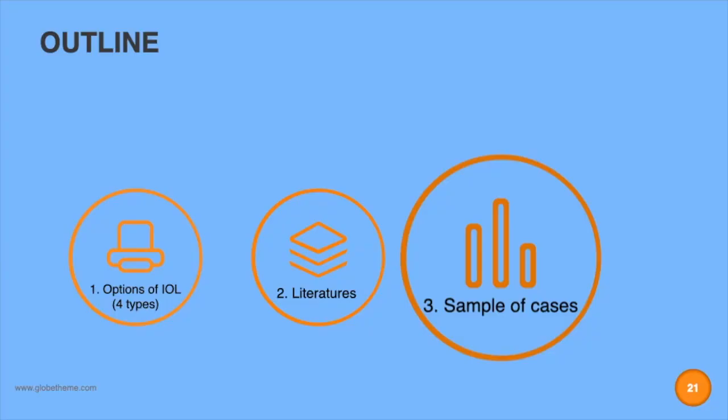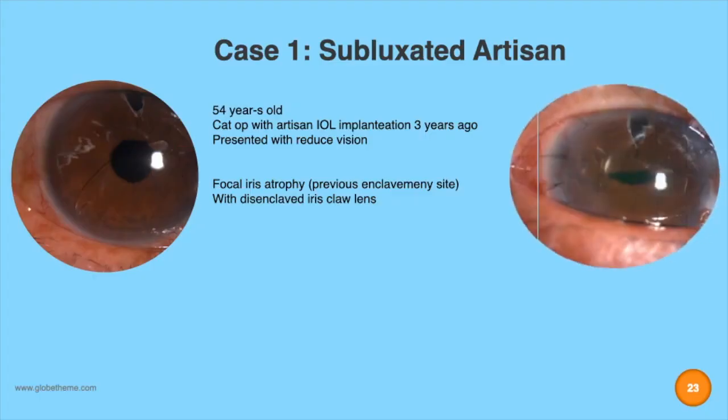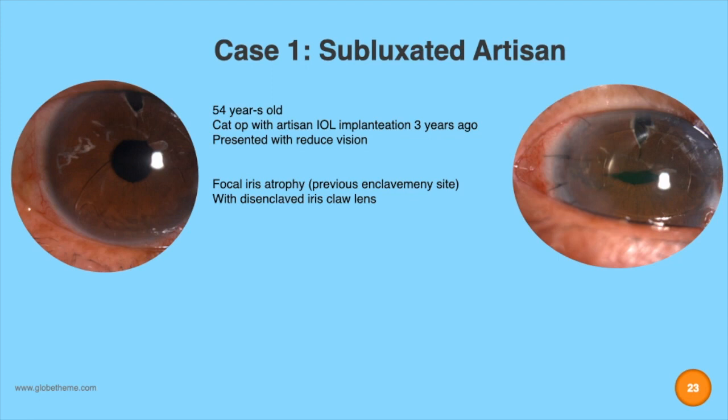Let's look at some of the cases that we encounter in our center. This is a case of subluxated Artisan lens. A 54-year-old gentleman had cataract surgery with Artisan iris claw implantation few years back. He presented to us with reduced vision. There was focal iris atrophy at the previous enclavement site with subluxated IOL. The other end of the haptic is fairly strongly anchoring onto the iris tissue.